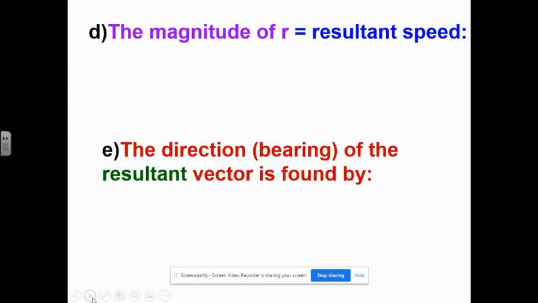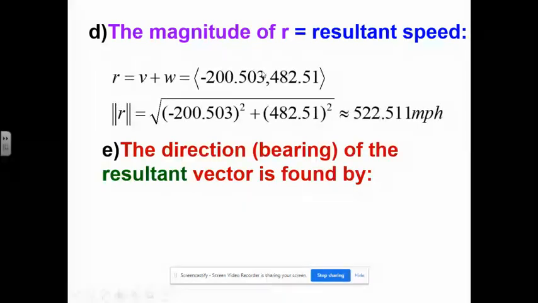So the magnitude of the resultant. We have, this was our vector that we got when we added our plane vector to our wind vector. The speed is going to be the magnitude. So you take this vector and you do the square root of the first number squared plus the second number squared, and that gives you the resulting speed of the plane, considering the settings on the plane and factoring in the wind. So it actually made it a little faster.